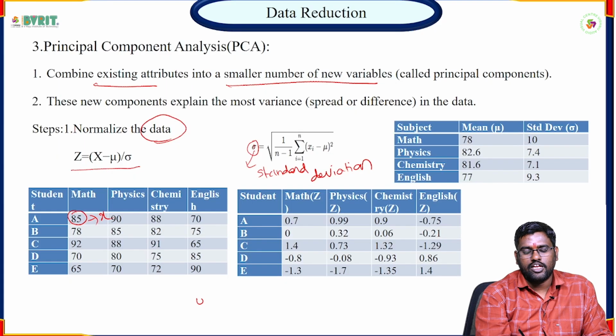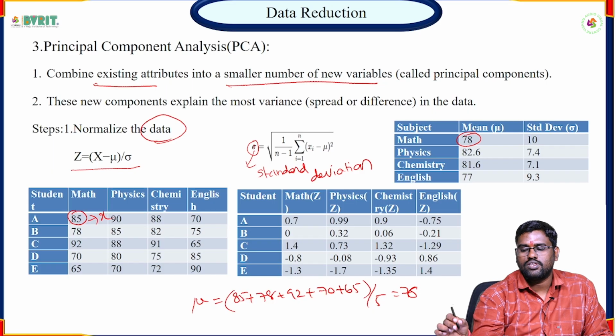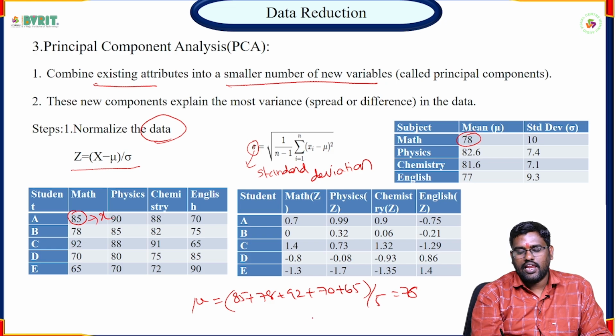How are we calculating the mean value? mu is equal to 85 plus 78 plus 92 plus 70 plus 65 divided by 5. So finally we got the value 78. Like this we are getting the mean value. After calculating that, next we calculate the sigma value. Sigma is equal to square root of 1 by n minus 1. The n value is 5, so there are 5 values in total, and 5 minus 1.